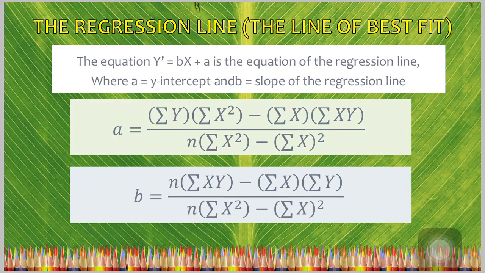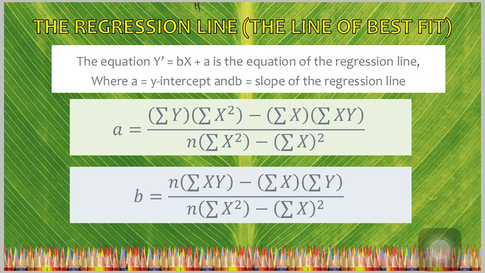To solve for the regression line, or we say the equation of the trend line, we need to have this equation. That's y prime equals bx plus a. b is called the slope of the regression line, and a is the y-intercept. The y prime and the x are variables.